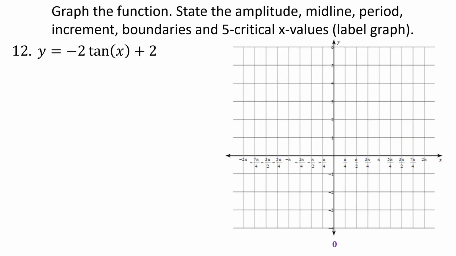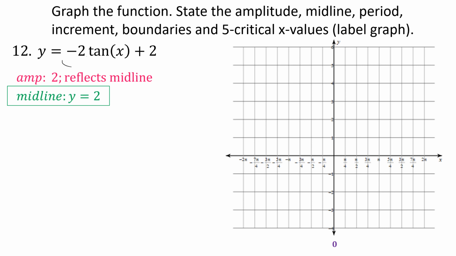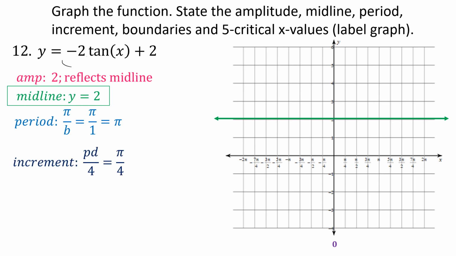Here we go. Number 12 is y equals negative 2 tangent of x plus 2. So we have a couple transformations. That amplitude is 2, but it does have a reflection, so it's going to flip its direction from the previous example. Our midline is at 2, so sketch your horizontal line at y equaling 2. And then we don't have a horizontal shift or horizontal stretch or shrink, so the period is just pi. Pi over 1 is pi. Meaning our increment we're going to count by is pi over 4, and then we can get our boundaries.